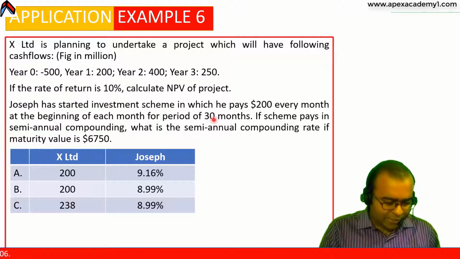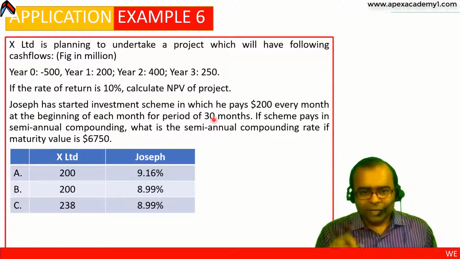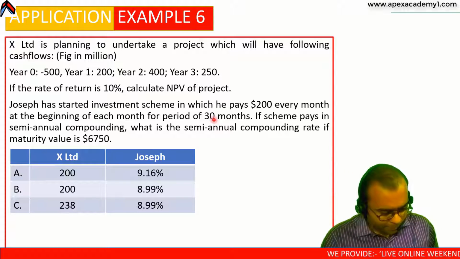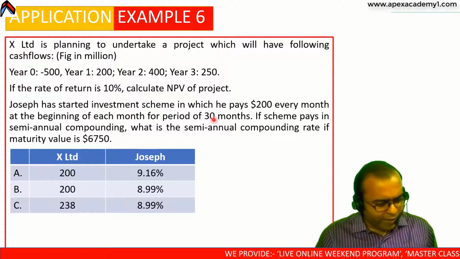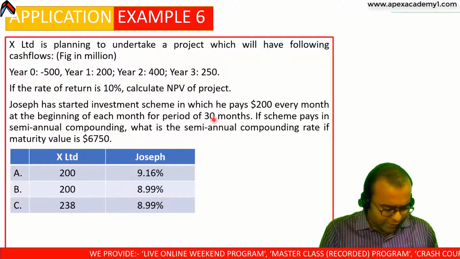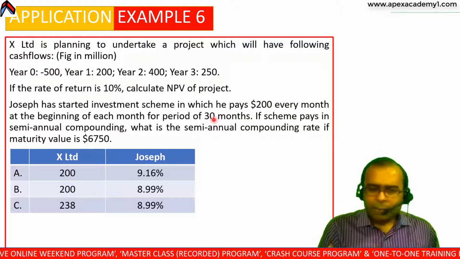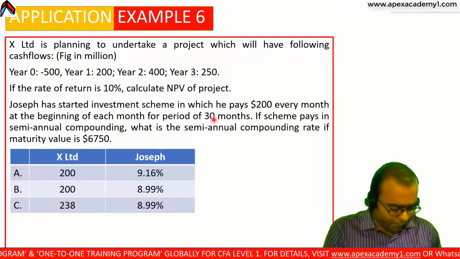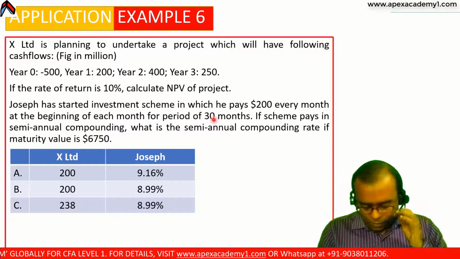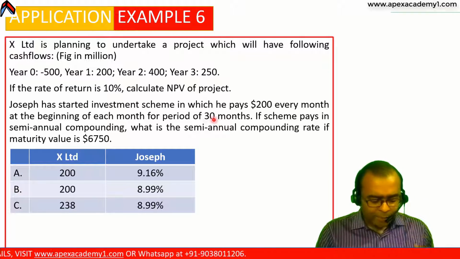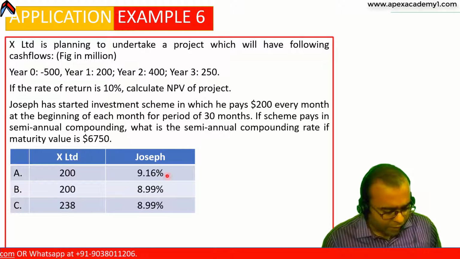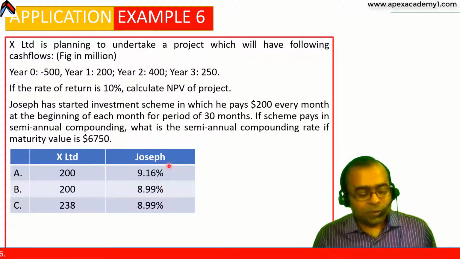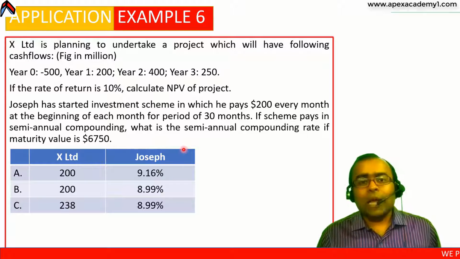200 plus minus, because it is investing, Joseph has started an investment scheme, will be my PMT. So negative 200 is the PMT. Maturity value is 6750, so 6750 is my FV. PV is 0. What do I need to compute then? I/Y. So compute I/Y. I am getting 0.749, but there is no option like 0.749, sir, because this 0.749 is the monthly rate.